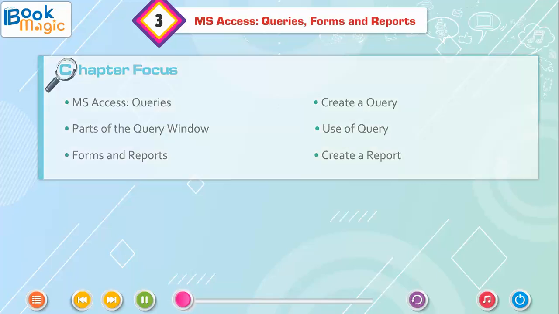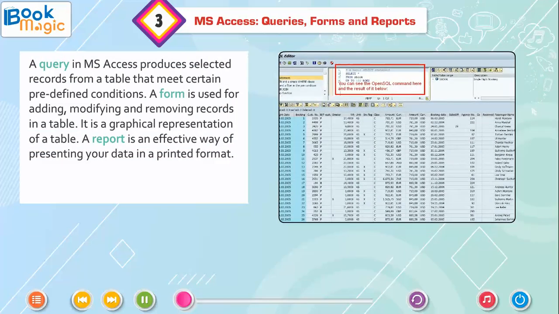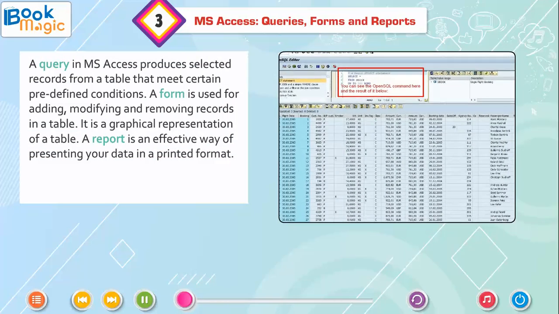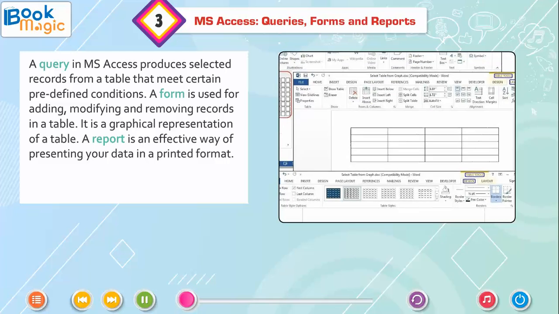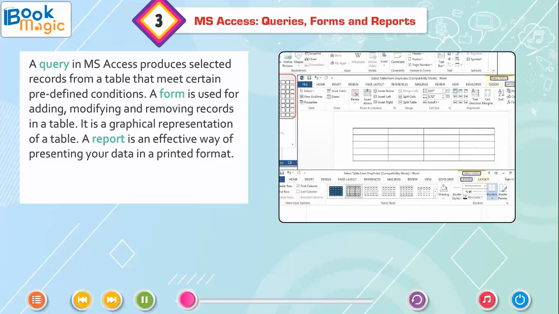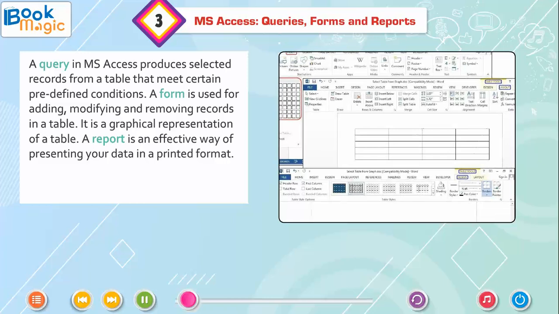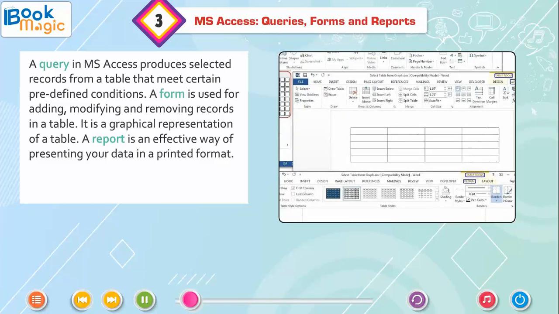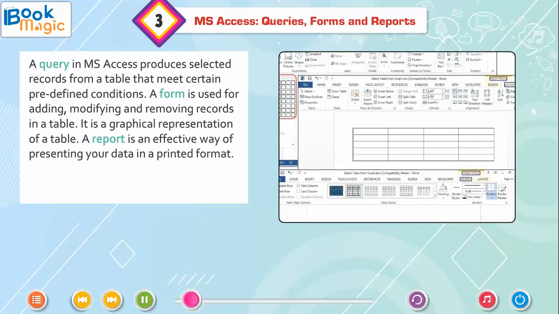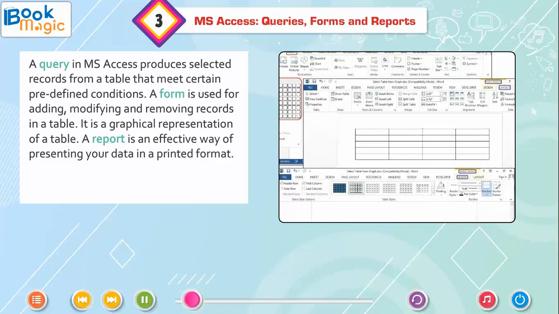Create a report. A query in MS Access produces selected records from a table that meet certain predefined conditions. A form is used for adding, modifying and removing records in a table. It is a graphical representation of a table. A report is an effective way of presenting your data in a printed format.